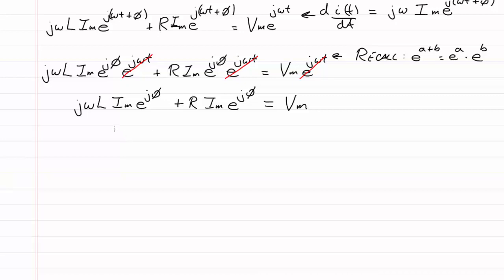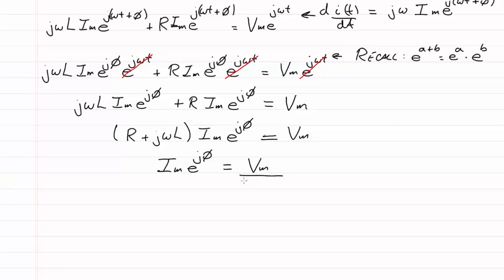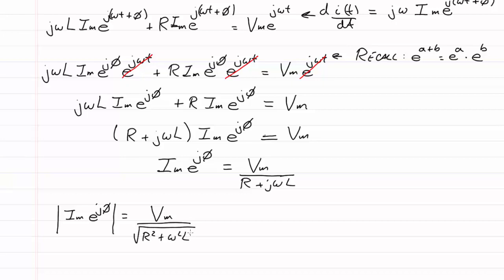Now we can group like terms together, and I can write R plus j omega L times Im e to the j phi is equal to V sub m, and we can solve for the unknown magnitude and phase of our current. Im e to the j phi will be equal to Vm over R plus j omega L. I can find the magnitude of this function to be simply equal to Vm over the square root of R squared plus omega squared L squared. And the angle of our function will be equal to minus the inverse tan of the imaginary part over the real part, or omega L over R.